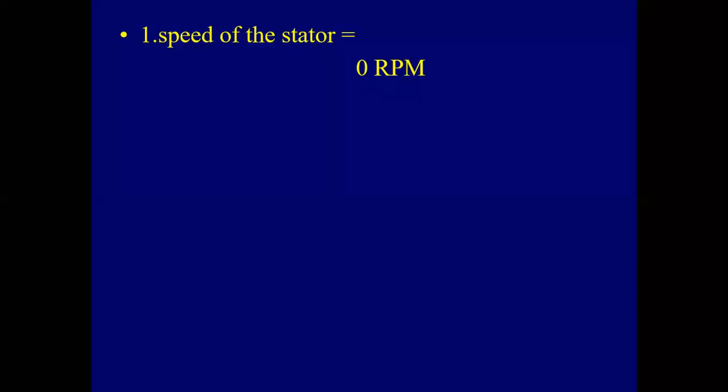Guys, stop typing. Listen. It is 0 RPM. Why? Because I said stator speed. Stator is a stationary one. Stator does not rotate. So that's why 0 RPM. Okay, next question.